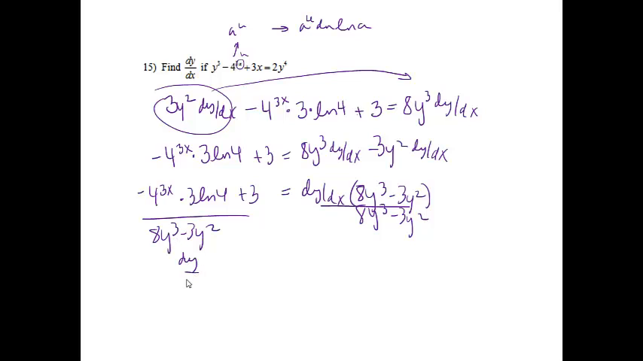So my final answer is going to be dy dx equals negative 4 to the 3x times 3 natural log 4 plus 3 all over 8y cubed minus 3y squared. And if your answers happen to be exactly 100% opposite of mine, you have the right answer as well.